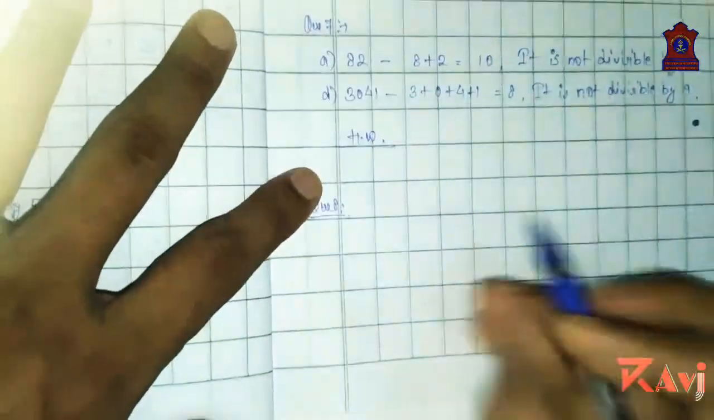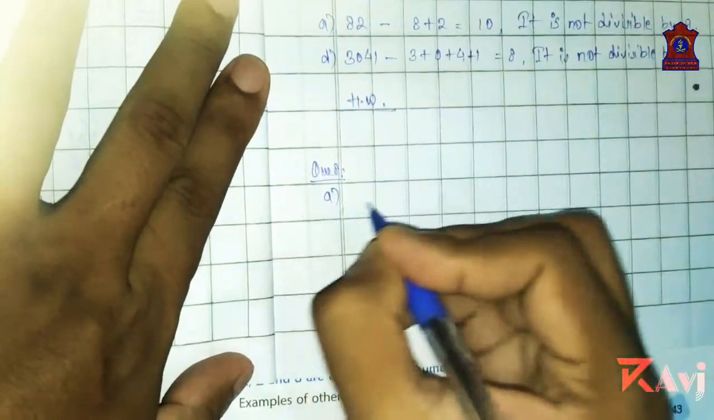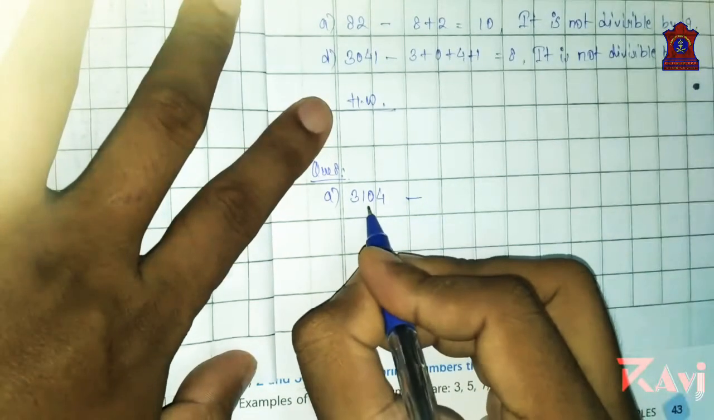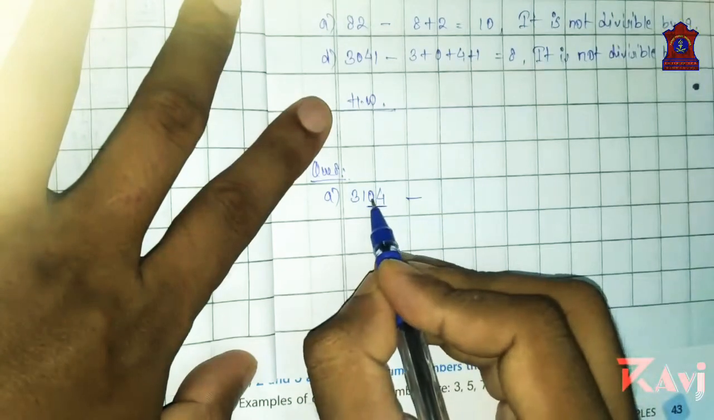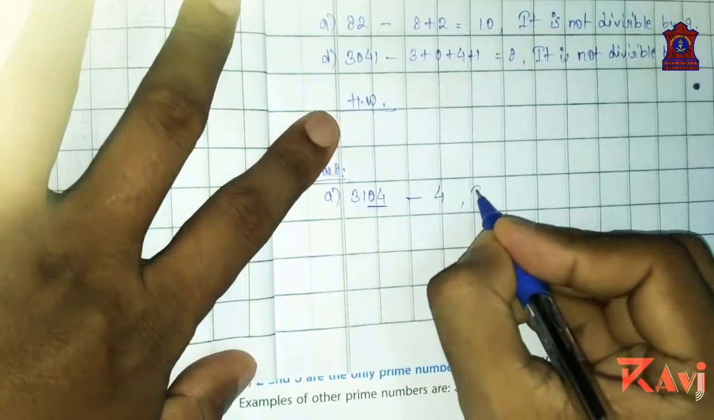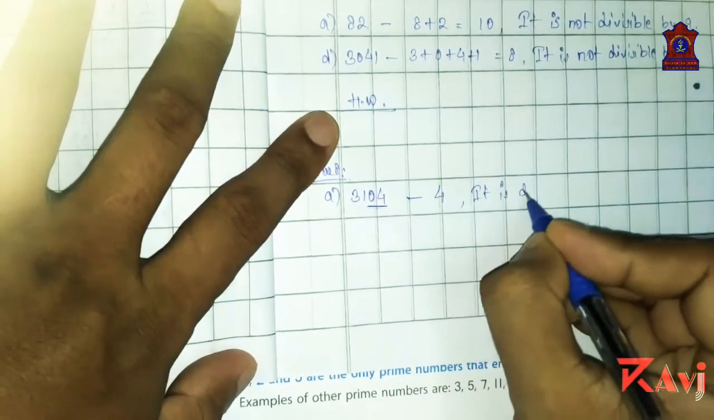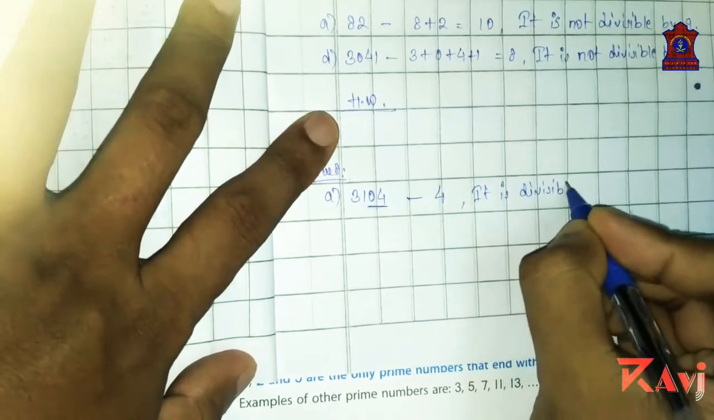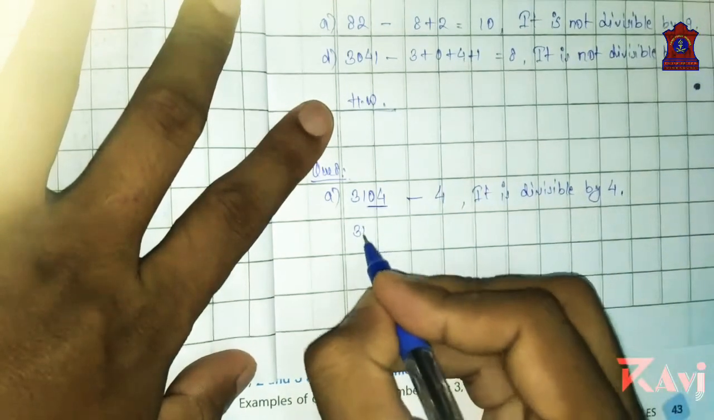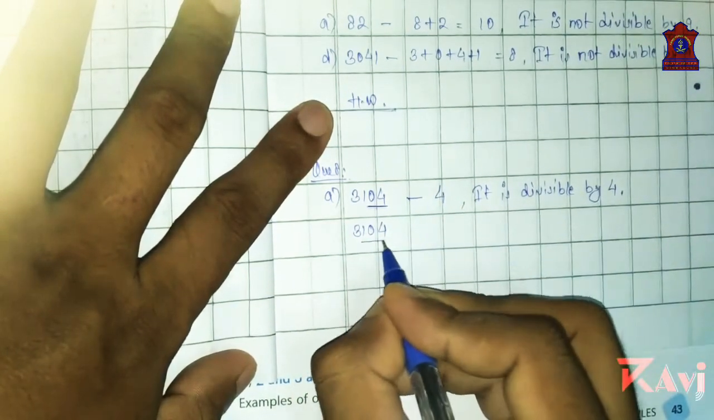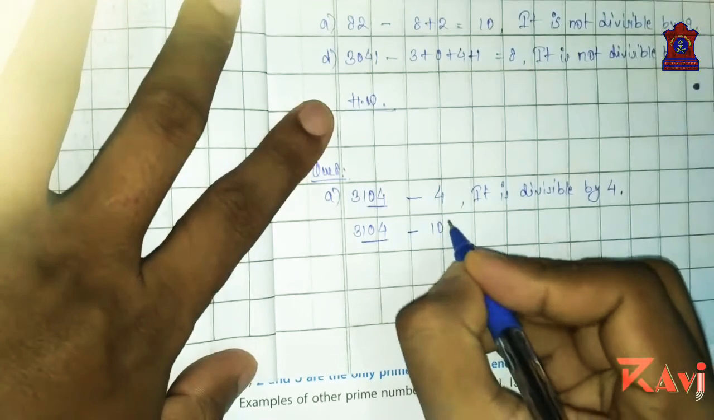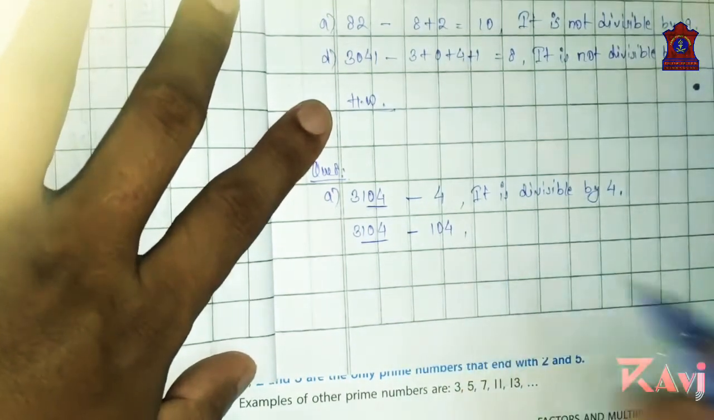Okay, so take question A, 3104. So take the last two digits of the number. The value of the last two digits is 4 only. 4 is divisible by 4. Okay. Now take the same number 3104. Take the last three digits of the number. The last three digits are 104. Now you have to check whether 104 is divisible by 8 or not.